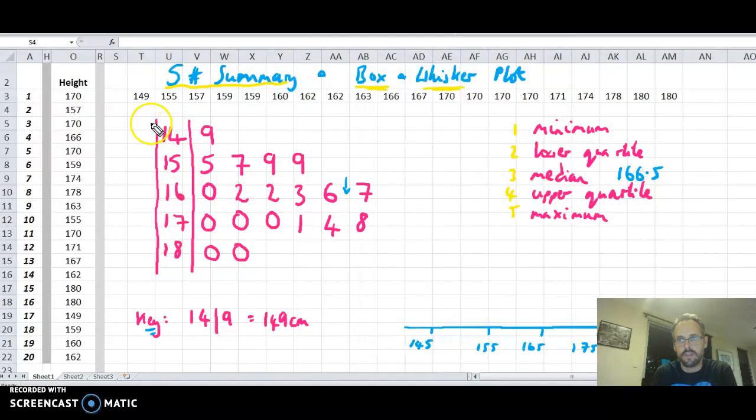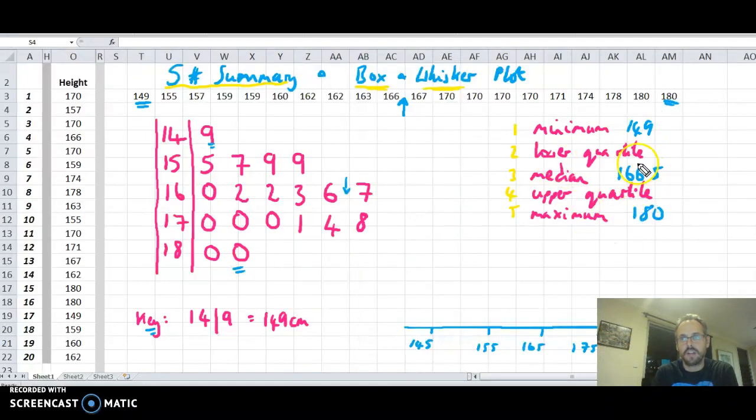I've also arranged the numbers up here in ascending order. That's another way that you could do it. And again, if I count 10 along, 1, 2, 3, 4, 5, 6, 7, 8, 9, 10, then the median will be in here, same place, 166.5. Well, the minimum, that's pretty obvious, that's here. So that's 149. And the maximum, again, we can see is here, or equally here, and that's 180.